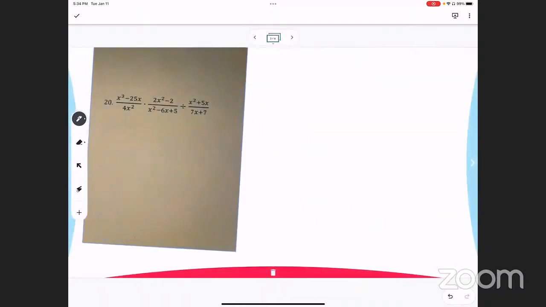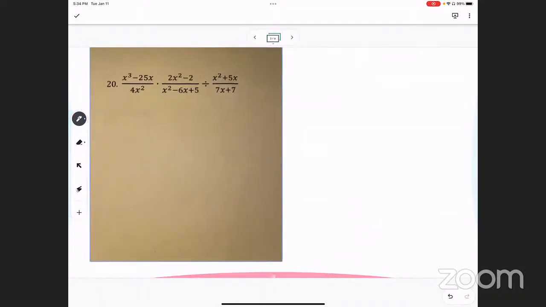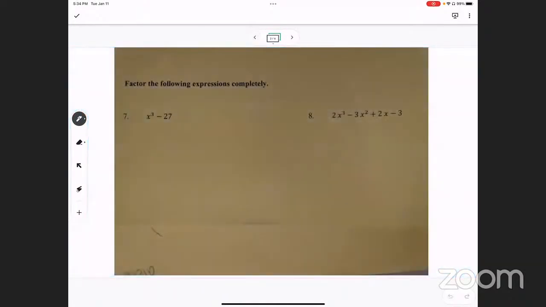I was thinking you were talking about rational expressions. Yeah. Okay, good. All right, I'm just going to start with page 2.